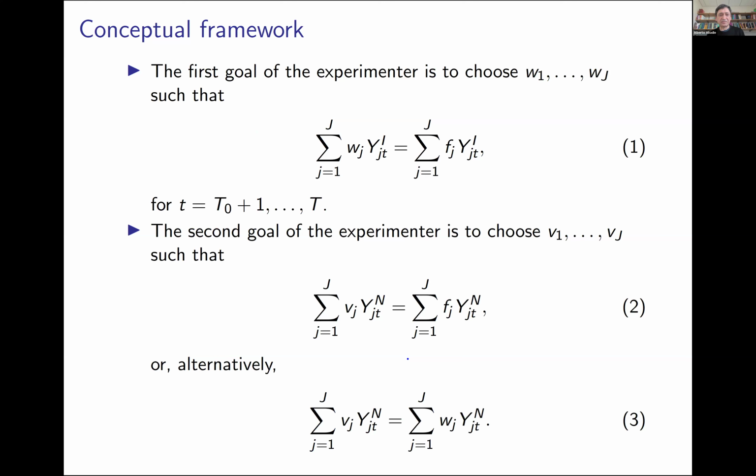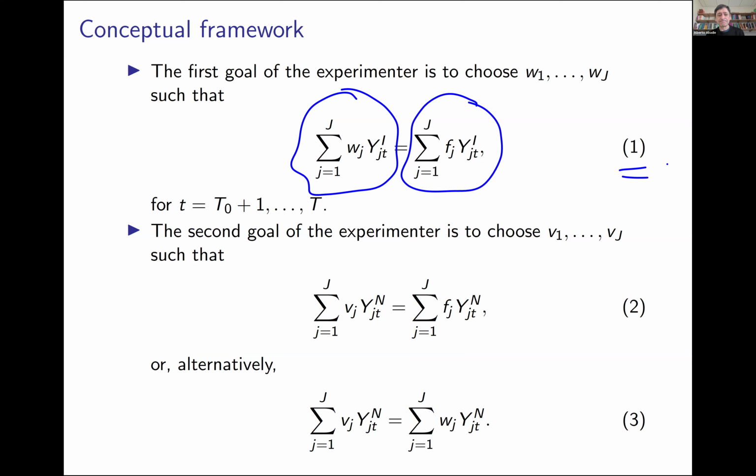So if the experimenter is having a really good day, the experimenter would like to attain the following: that the average outcome for the synthetic treated unit is the same as the average outcome with the treatment in the population for the post-intervention period. So that will be goal number 1.